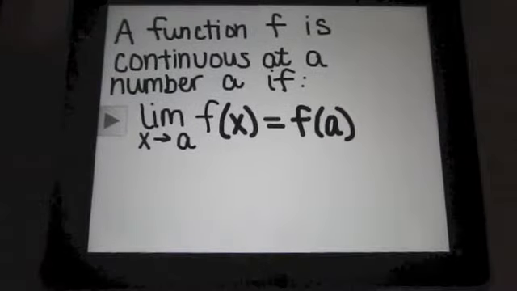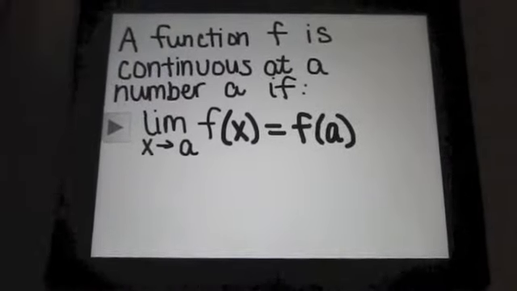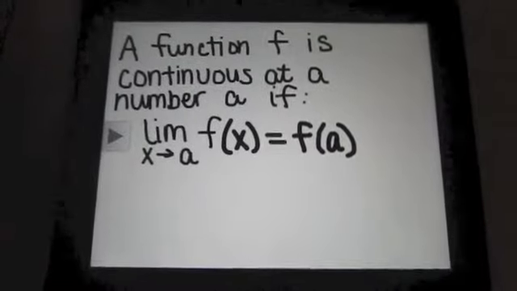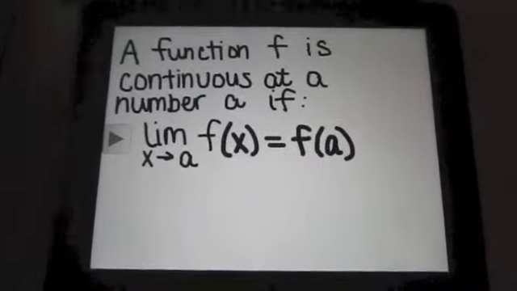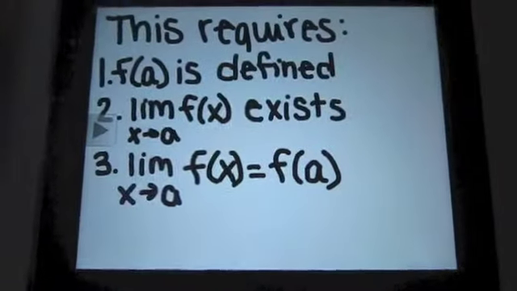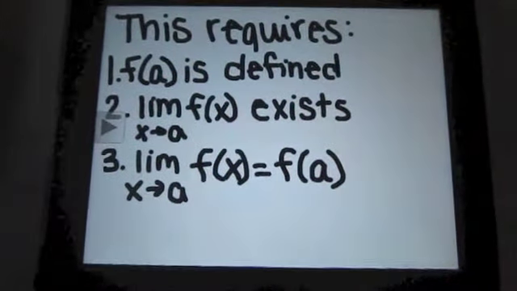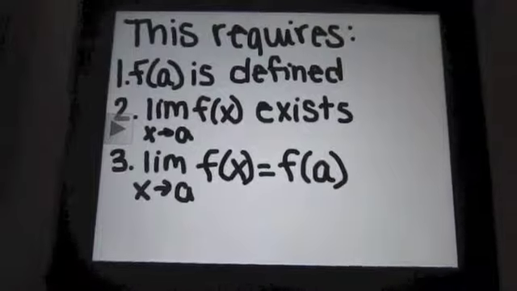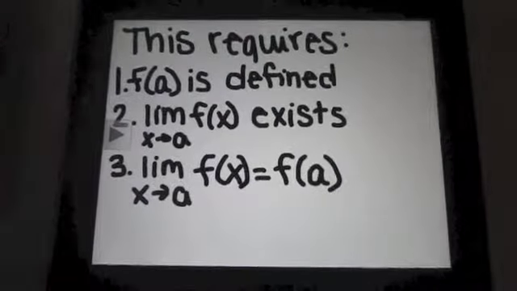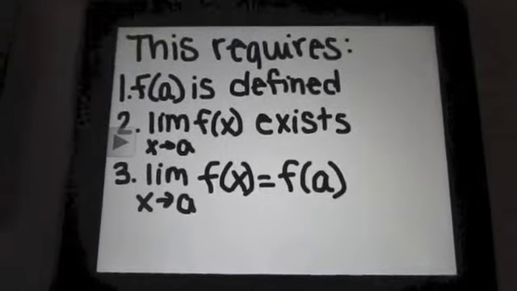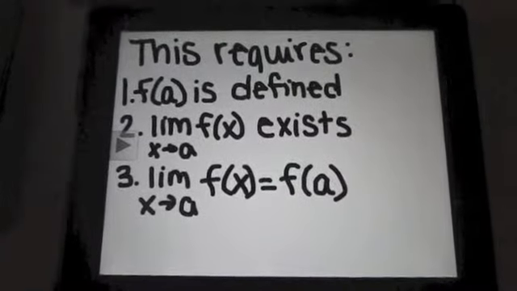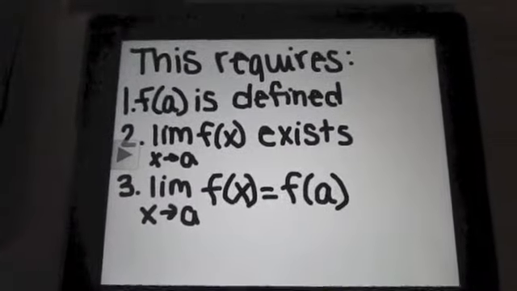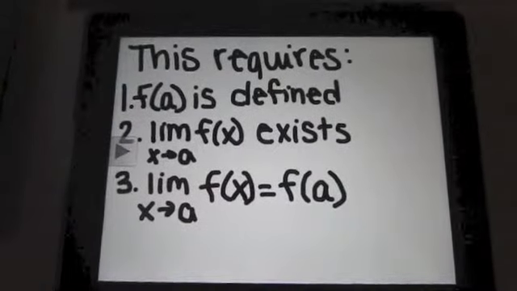This is the definition of continuity. A function f is continuous at a number a if the limit of f of x as x approaches a is equal to f of a. This requires that f of a is defined. This means that a must be contained within the domain of the function. Also, the limit of f of x as x approaches a must exist, and the limit of f of x as x approaches a must be equal to f of a.